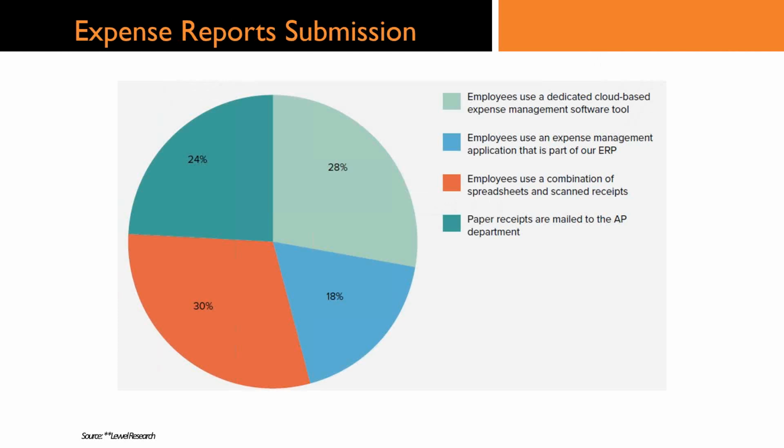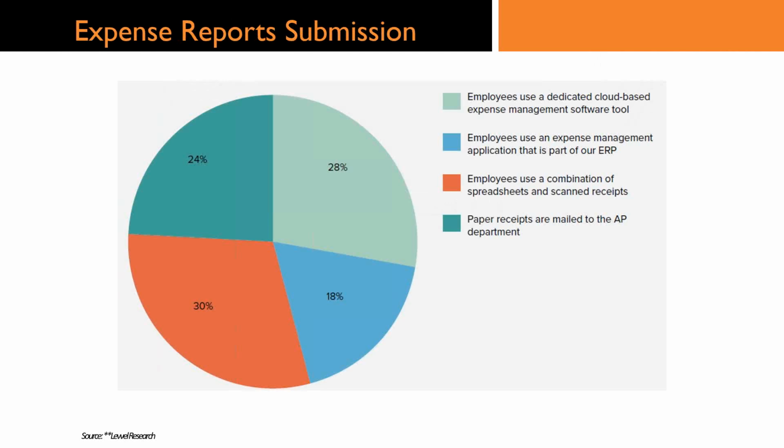What makes that so exciting is that you can probably relate very well to the organizations that were researched here and the data for which is being presented here. So what does this tell us? It tells us in companies like ours, expense reports today are primarily submitted, if you look kind of at the left-hand side of the chart here, the 24% and the 30%, those two colors, the dark green and the red, are a combination of employees use a combination of spreadsheets and scanned receipts to submit their expense reports, and the dark green paper receipts are mailed to AP.